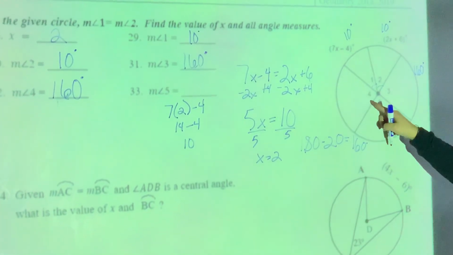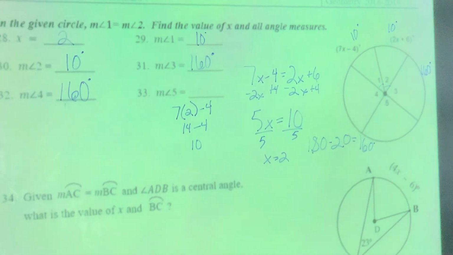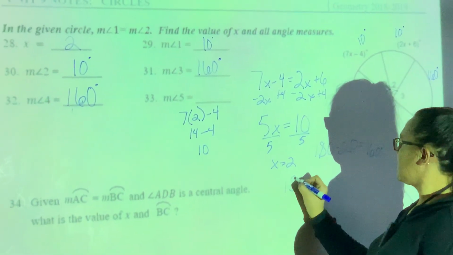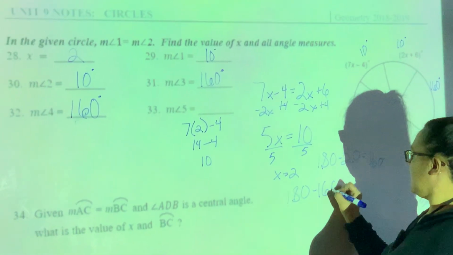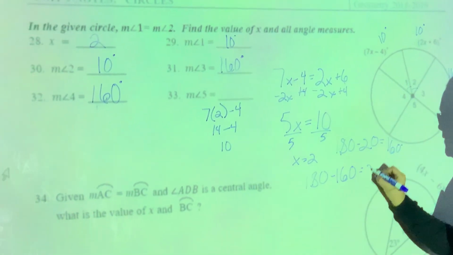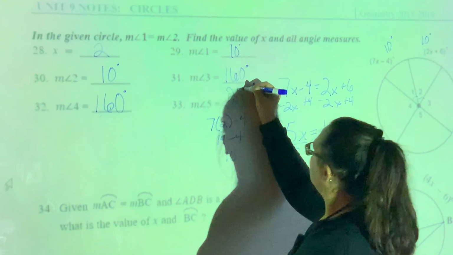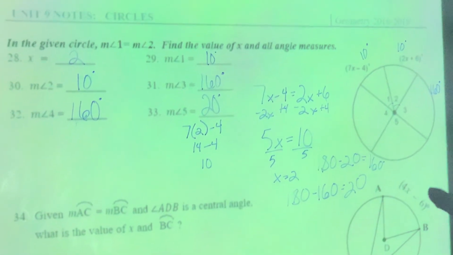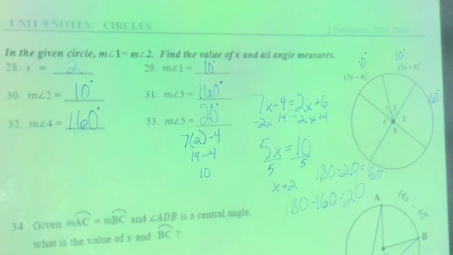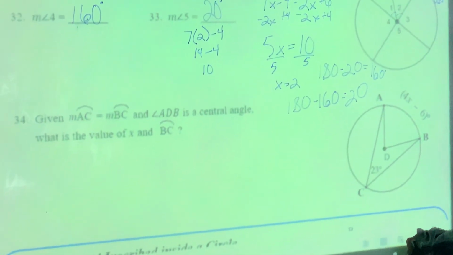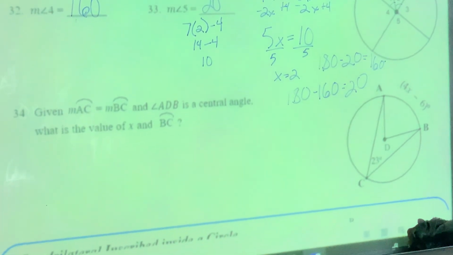And now we have this last measure, angle 5, which since that's the diameter, if you go backwards, that's 180 minus 160, which will give us 20 degrees.